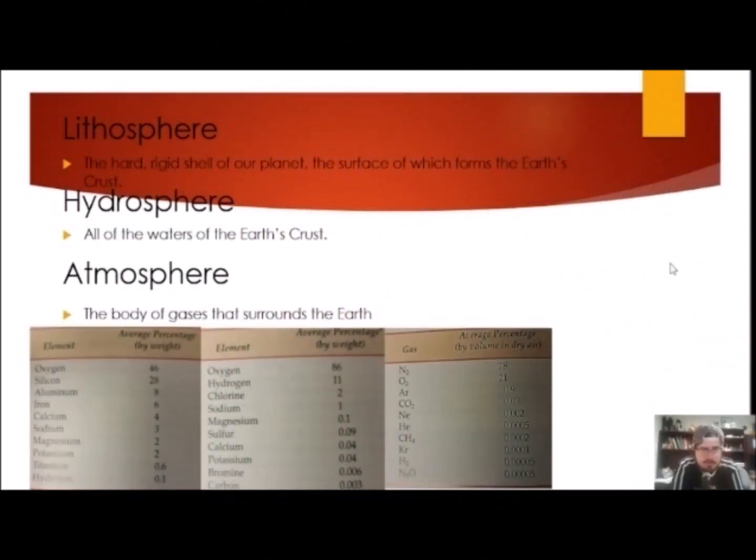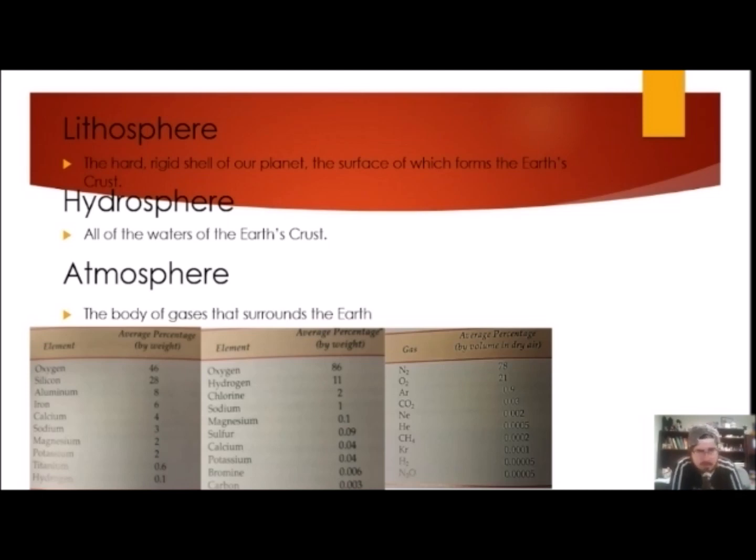Now, we'll start off by just talking about the parts of the Earth that we're going to specifically talk about. We're going to talk about the lithosphere, which is our hard, rigid shell of our planet, the surface of which forms Earth's crust, which is 60 miles thick in some places. We'll talk about the hydrosphere, all the waters contained within the Earth's crust, whether they'll be oceans, rivers, lakes, or groundwater buried within the Earth's crust, and our atmosphere, which is the body of gases that surround the Earth. All together, these will be combined to be our environment.